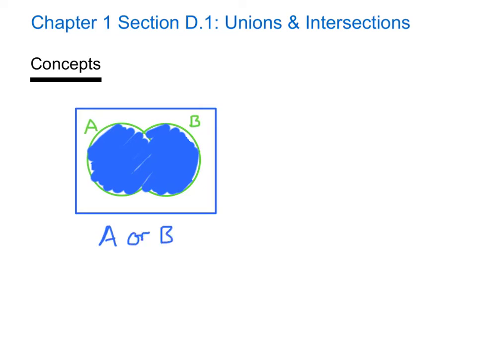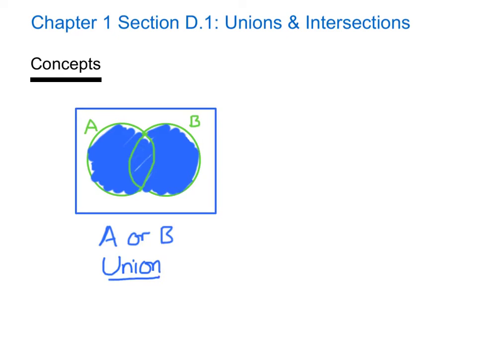So let me redraw the outline of the circle here. And what I've said is that any element, whether it's in set A alone, set B alone, or in set A and set B at the same time, doesn't matter, as long as it's in one of those areas, that element counts. We define this as the union of sets A and B.